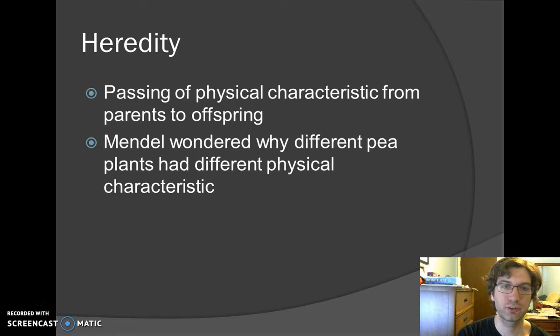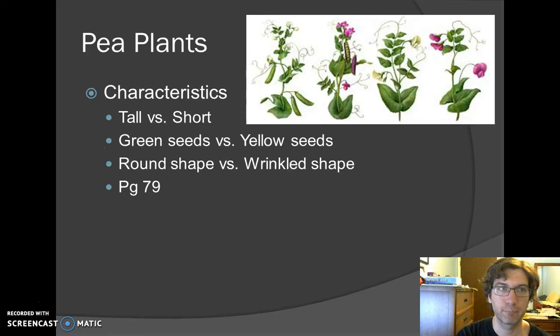So Mendel is going to sit there and wonder why different pea plants had different physical characteristics. I mean, you might look around the room and notice why some students look different than you do and wonder why. But it has to deal with heredity and what traits their parents passed on to them.